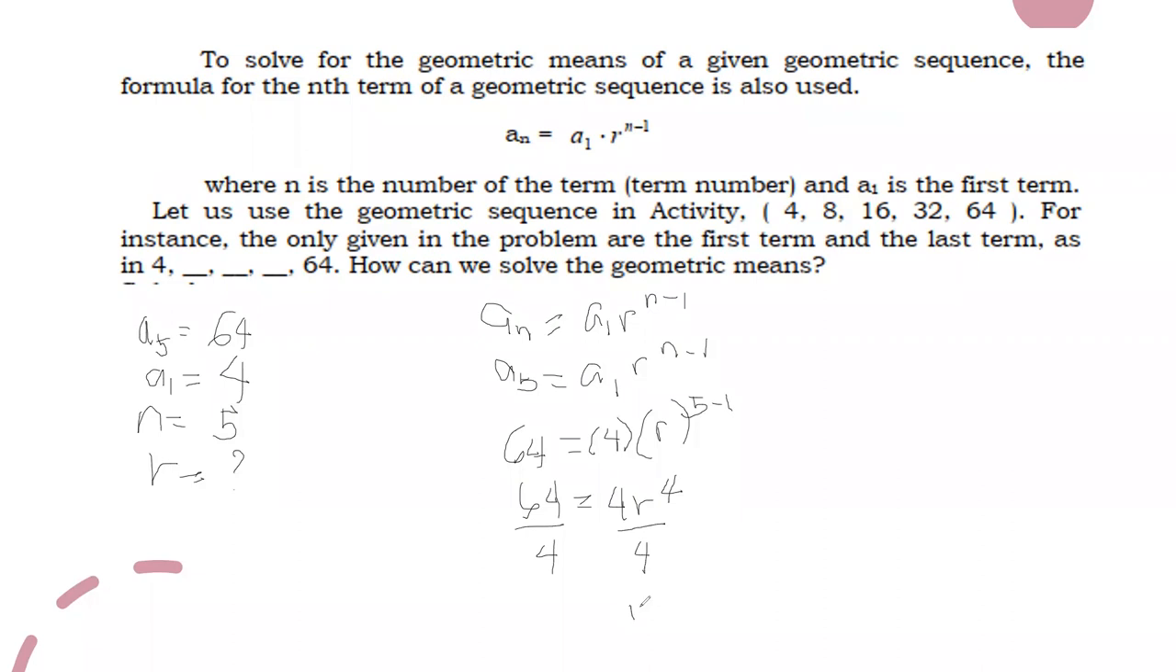So R raised to 4 is equal to 64 divided by 4, which is 16. We divided. But what we need is just R, not R raised to 4. So that means we need to remove the 4 as our exponent.